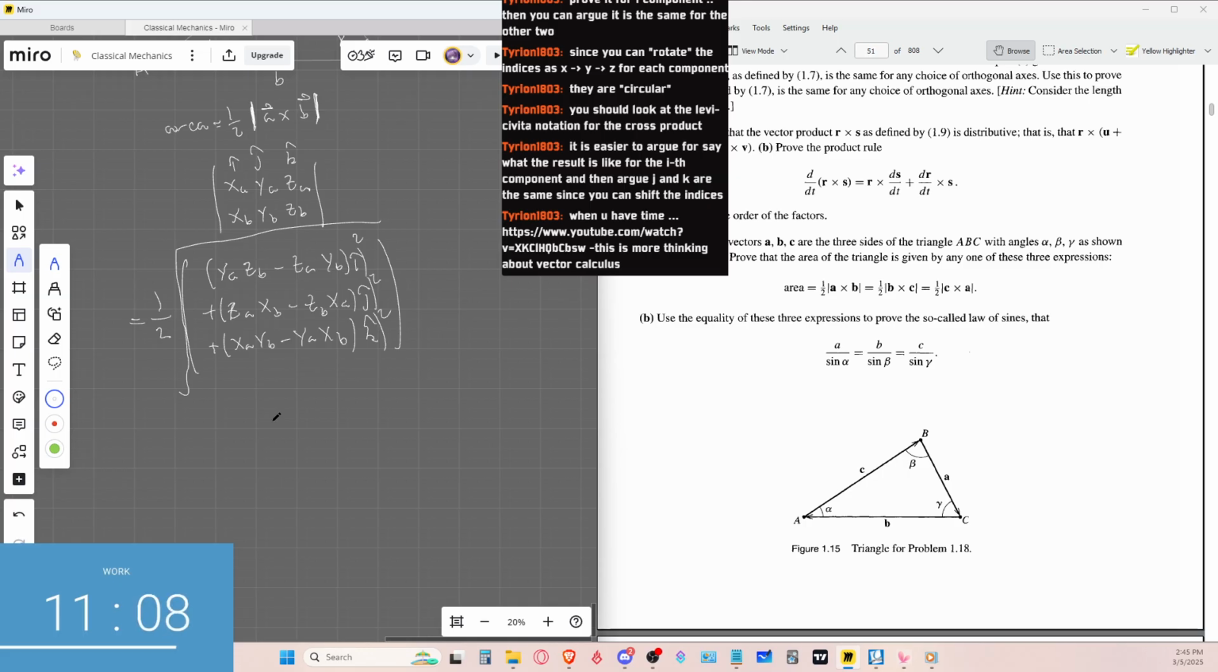So my thought process is that we have to show that it is equivalent to base times height, at least for the triangle case. So what part of it would be the base and what part of it would be the height?